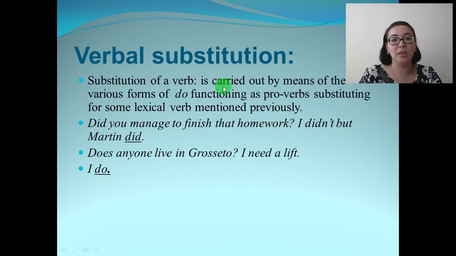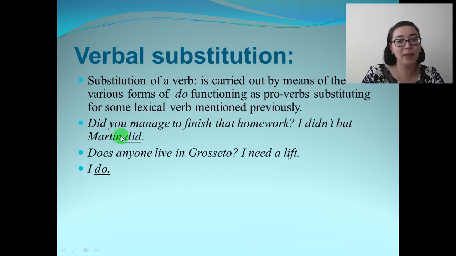Verbal substitution. Substitution of a verb is carried out by means of the various forms of "do", functioning as pro-verbs, substituting for some lexical verb mentioned previously. For example, did you manage to finish that work? I didn't, but Martin did. So "did" here substitutes the verb "manage".